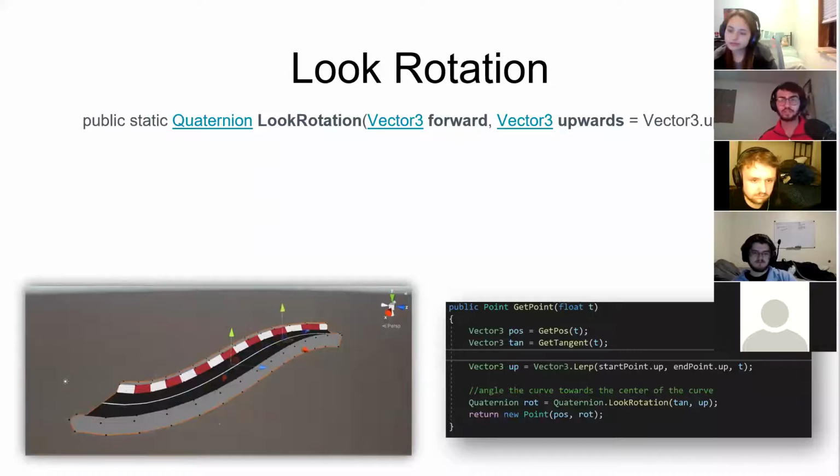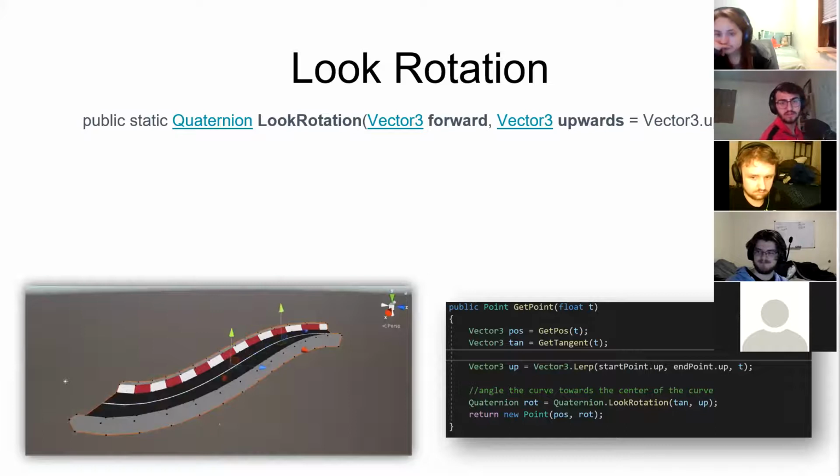And yeah, sort of a Unity thing, I don't know if Unreal has this or any other game engine, but there's this LookRotation method that's pretty useful, where if you define a forward vector and an up vector, you can just say Quaternion.LookRotation, and it'll do all that interpolation for you.